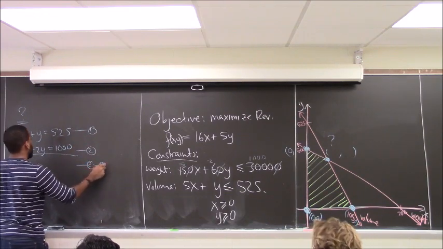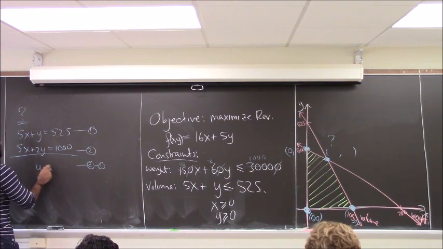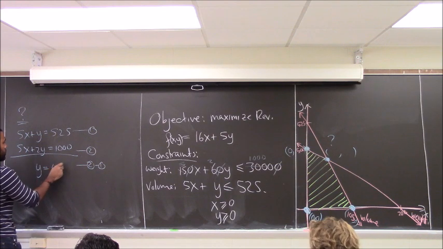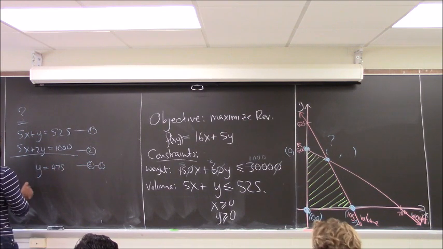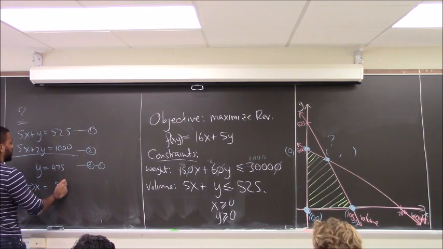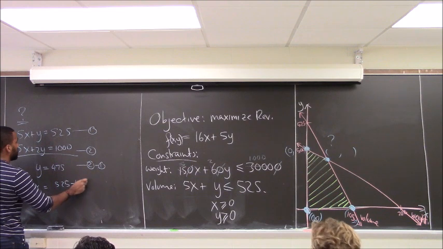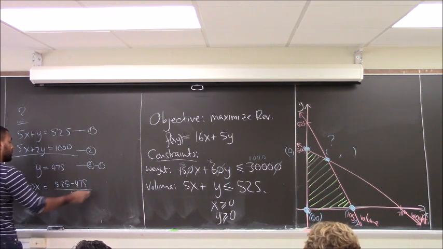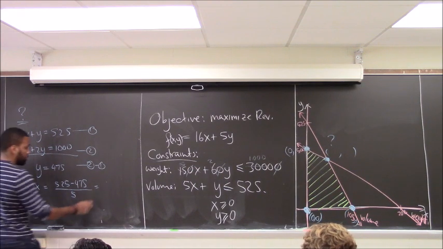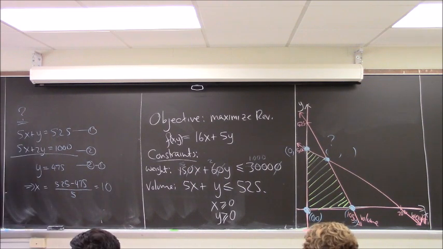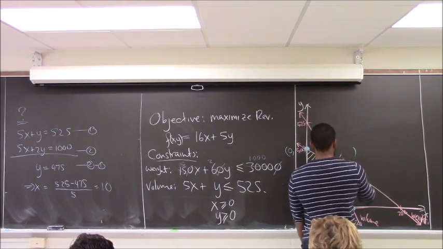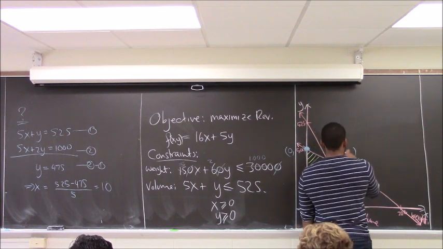Let's take 2 minus 1. And so we'd have y equals, what is this here? 475. And our x would equal, well, 525 minus 475 all over 5. That's 10. So this point here is 10, comma 475.